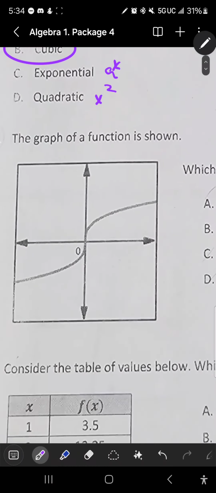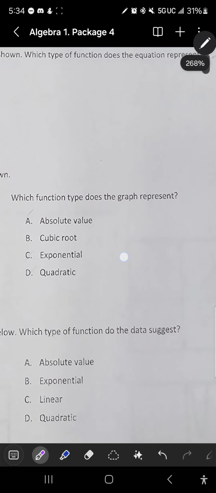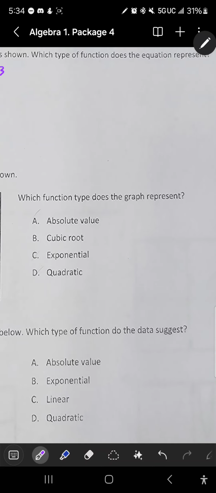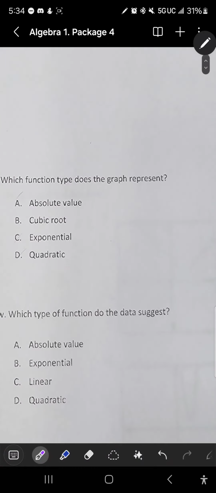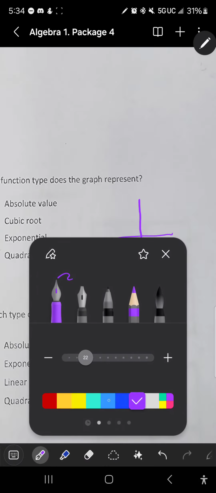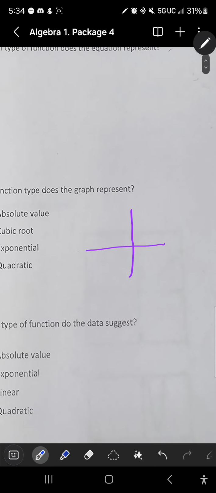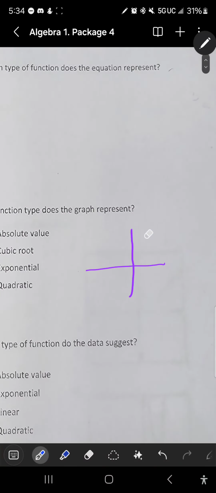Now, the graph of a function is shown. Which function type does the graph represent? Well, in this case, this is something that you actually need to know, but you get to know with practice. So first, the graph of an absolute value function. I have my x and my y, and I know that the graph of an absolute value function is like this. Does it look alike? No, so that's not what we're looking for.